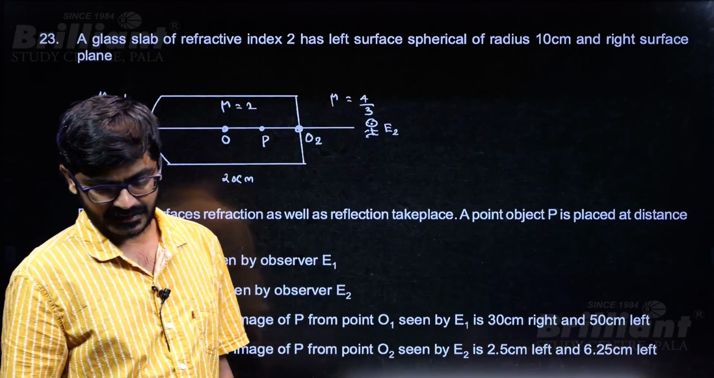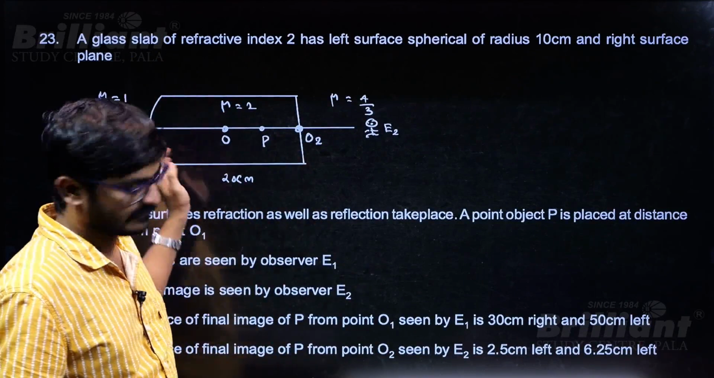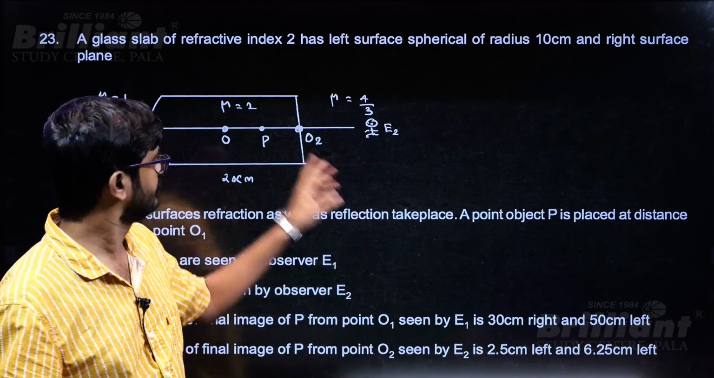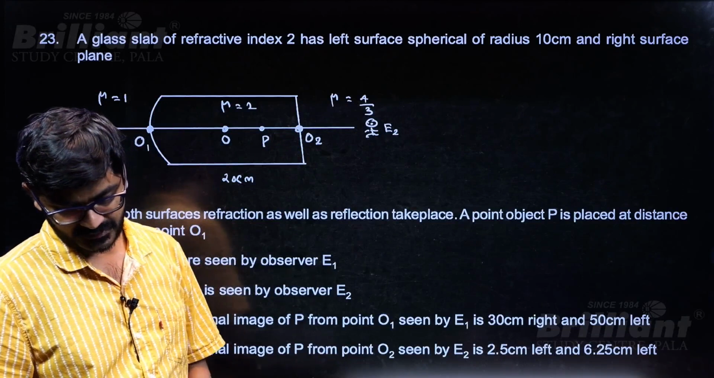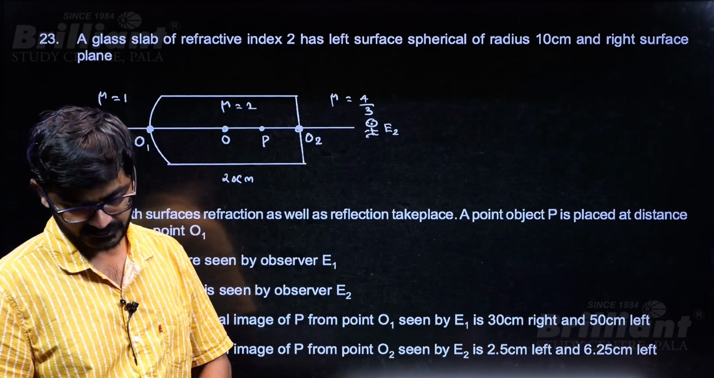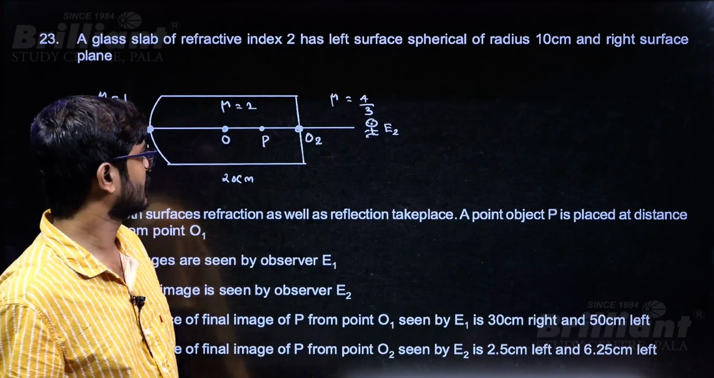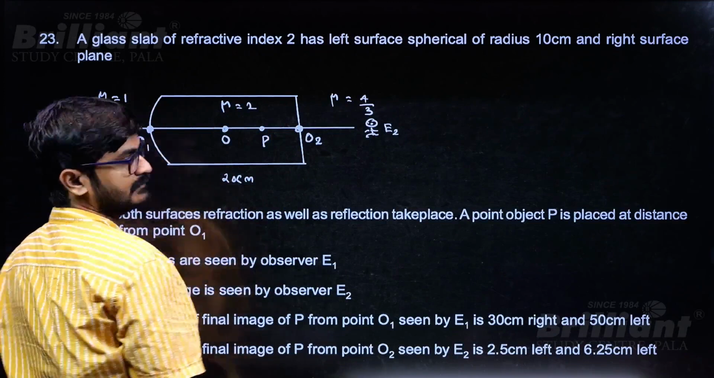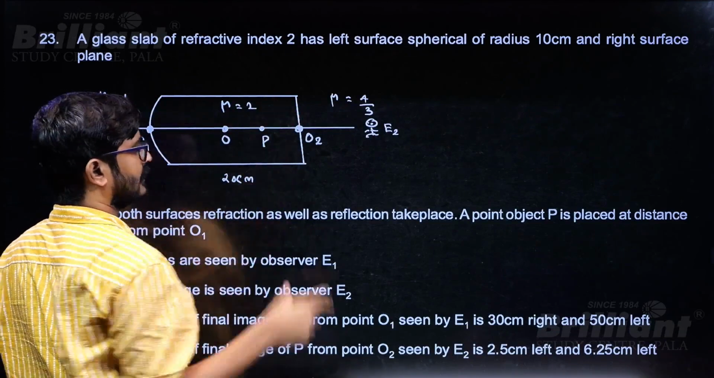Going to the next question, a glass slab of refractive index 2 has left spherical surface of radius 10 centimeter and right surface plane. From both the surfaces, refraction as well as reflection takes place. A point object P is placed at a distance 15 centimeter from point O. So now we need to talk about the images. See, the rays which are going like this, they will be refracted and this guy will see them. And there will be partial reflection also, they said. So we will talk about reflection later.